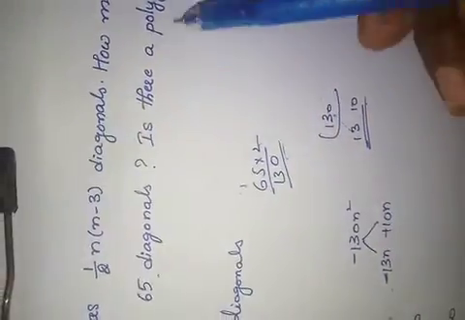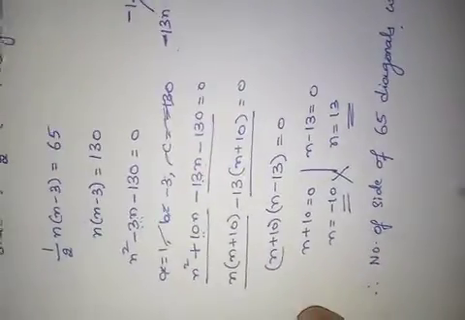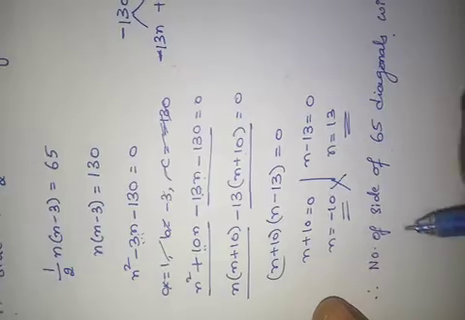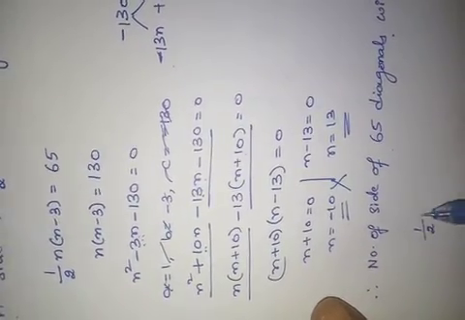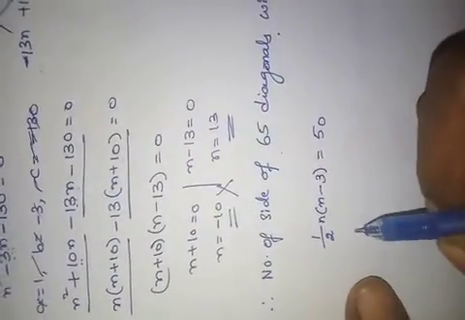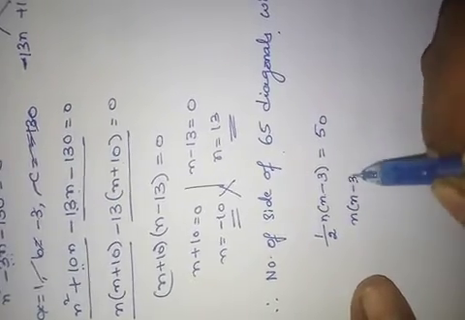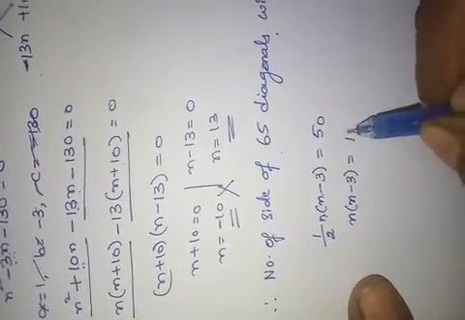Again, is there a polygon with 50 diagonals? We have to find it. If there is a polygon with 50 diagonals, in the same way, what is the diagonals formula? 1 by 2 into n minus 3 equals to, how many diagonals? 50 diagonals. So equate it to 50. This is first one, this is second one. Equate it to 50. N into n minus 3 equals to 100.